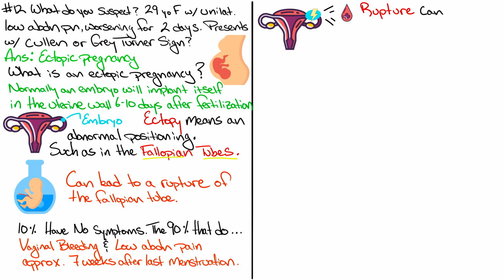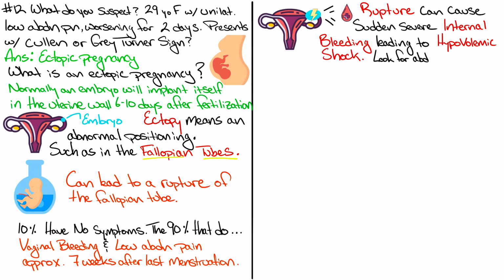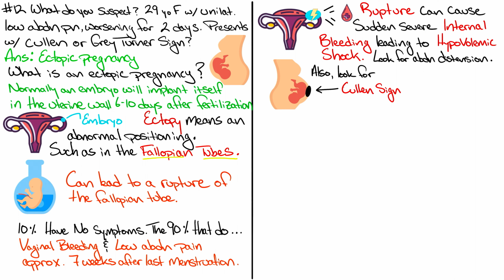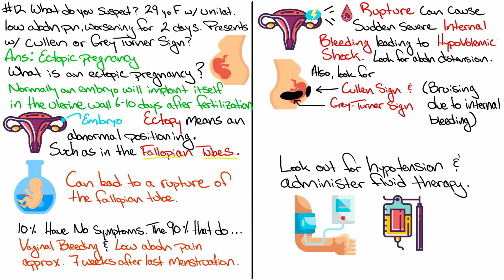Rupture of the fallopian tubes can cause sudden severe internal bleeding leading to hypovolemic shock. For this reason, you want to keep your eye out for abdominal distension. You also want to keep your eye out for Cullen sign, which is going to be some discoloration around the umbilicus, and Gray-Turner sign, which is going to be discoloration along the flanks. This bruising can be a result of the internal bleeding. So make sure you're monitoring the patient's blood pressure, looking out for hypotension, and administering fluids as needed.